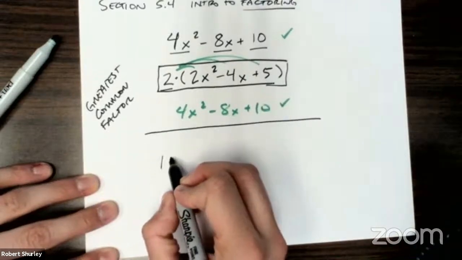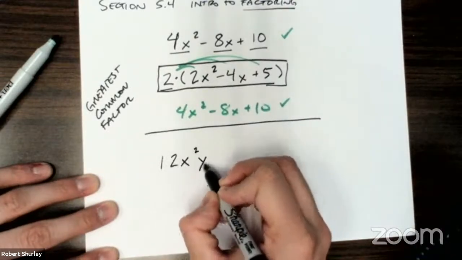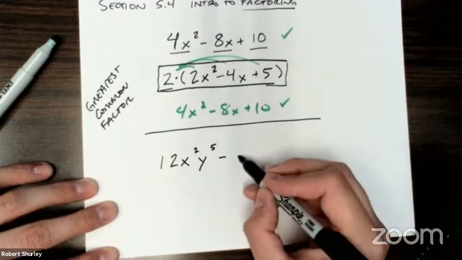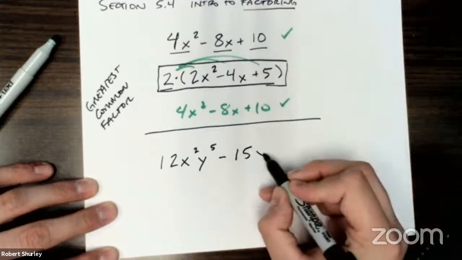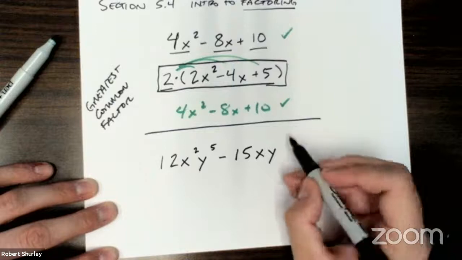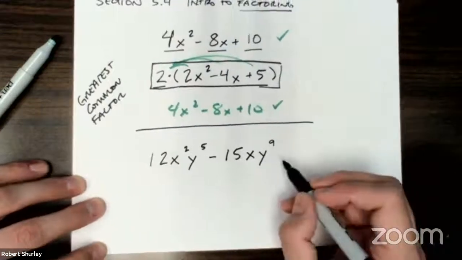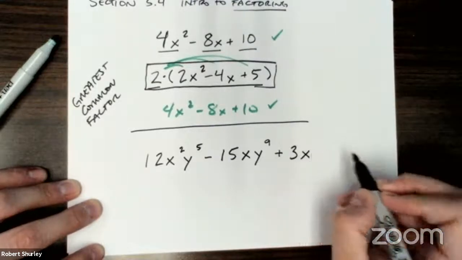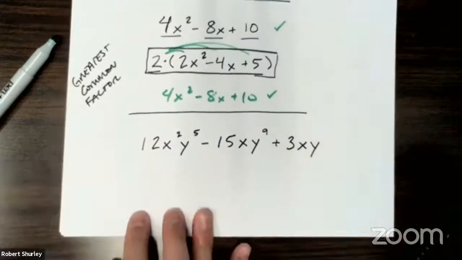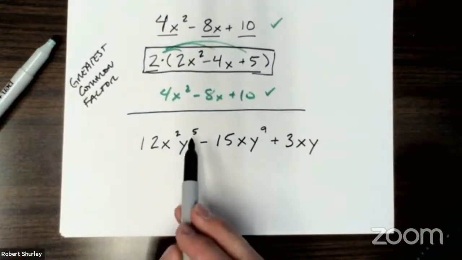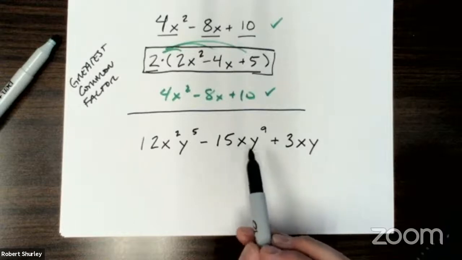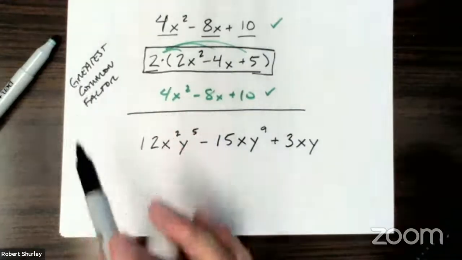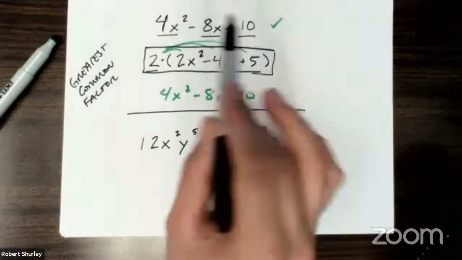If we had, let's say, 12x squared y to the 5th minus, let's say, 15xy to the 9th. I'm just making one up. And then lastly, let's say plus 3xy. Okay, so we've got 12x squared y to the 5th minus 15xy to the 9th, and then plus 3xy. Now I need to see if I can factor something, or if I can divide something into all 3 of these, right? So we can factor it out.